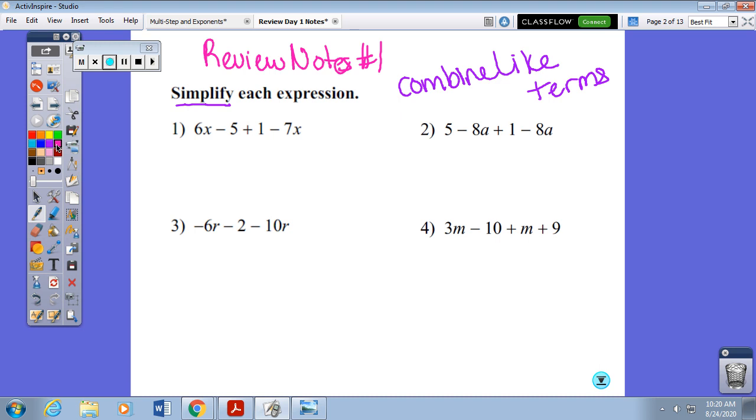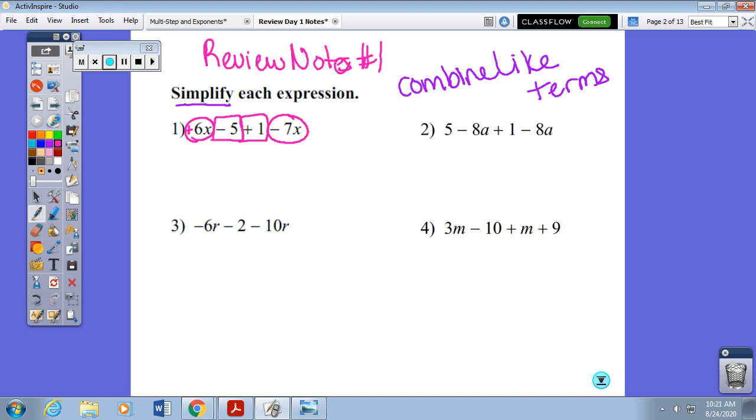So here in our problem number 1, I'm going to skip through some of these problems, so be patient. So we have 6x, and that's a positive 6x. We have a minus 7. I'm going to circle the minus also that's in front of the 7. We have a negative 5. I'm going to box the negative 5 and the 1 off. So the circles go together and the squares go together.